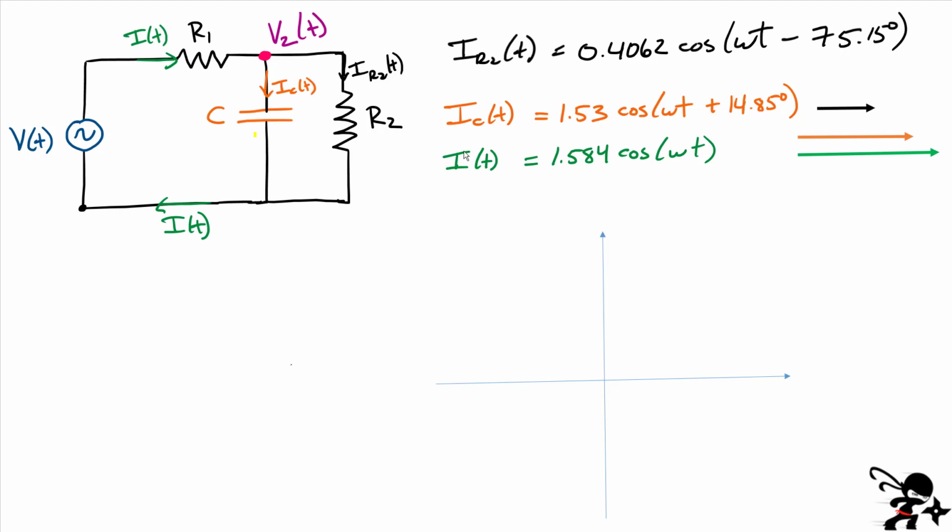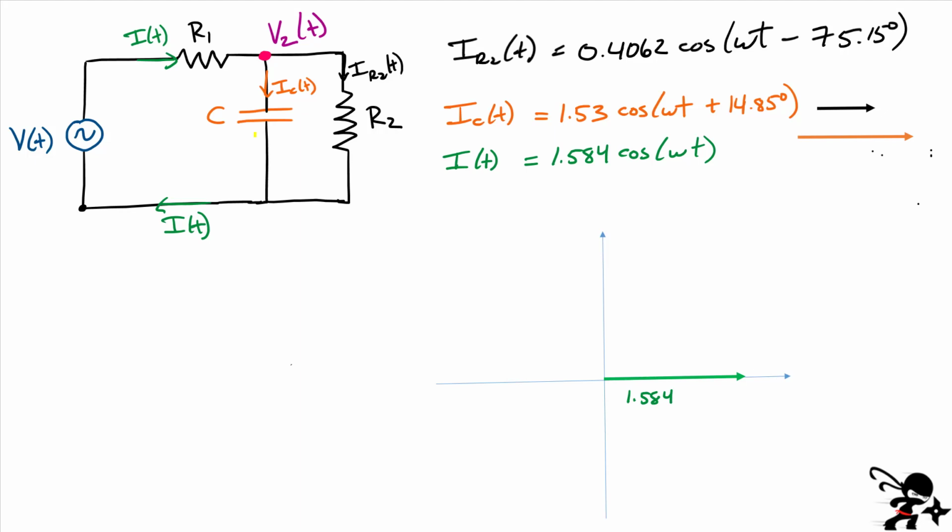Okay, so the way we do that is I'm just going to first plot I of t on a phasor diagram. It has no phase angle, right? The angle is 0. So the length of this vector here is going to be simply the magnitude, which is 1.584. And all you do is plot it along the x-axis because there's no phase angle. So let me go ahead and just write down this value, 1.584.